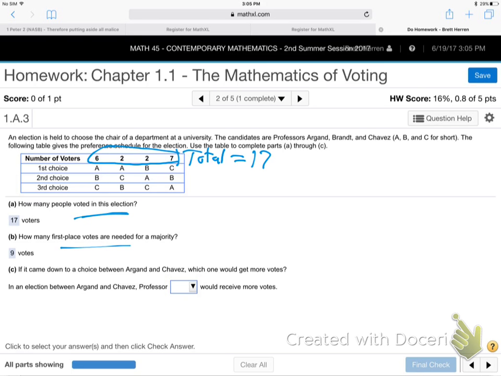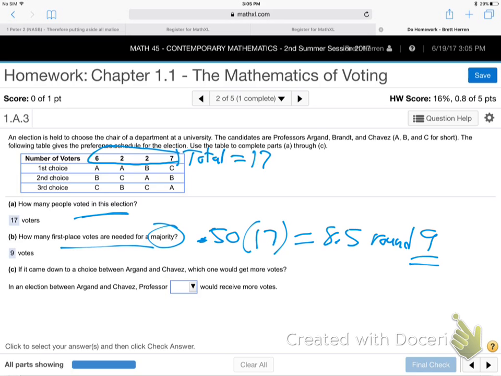How many first place votes are needed for a majority? Remember what majority means again? More than half. So you take 0.50 of the 17, and you'll get 8.5, won't you? That means you have to round it because you can't have 8.5 votes. So you round it to 9. So 9 will be more than half. 8 will be under half. So a majority will be 9 votes. That's how I came up with that answer. Does that make sense? I could just divide by 2. You didn't have to do 0.5. Same thing, 8.5 and round it to the nearest whole number.